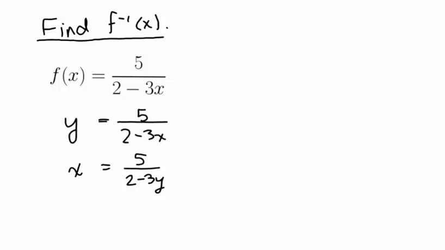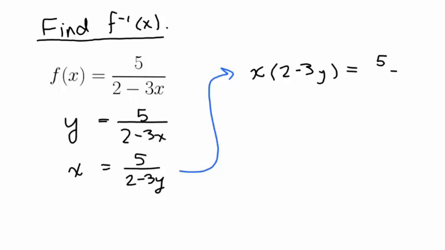Our goal is to now solve for or isolate the variable y. If we can do that, then we have the inverse function. Let's take our equation that we have and multiply both sides by 2 minus 3y. That means we're going to get x times 2 minus 3y is equal to 5 over 2 minus 3y times 2 minus 3y. The reason I want to do this is so these two factors over on the right-hand side are going to cancel and give us 1, which is going to simplify our right-hand side to 5.